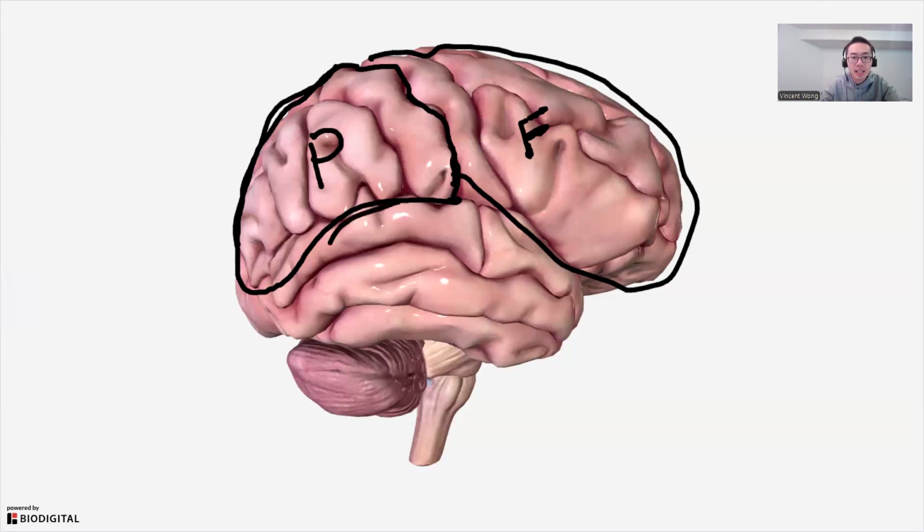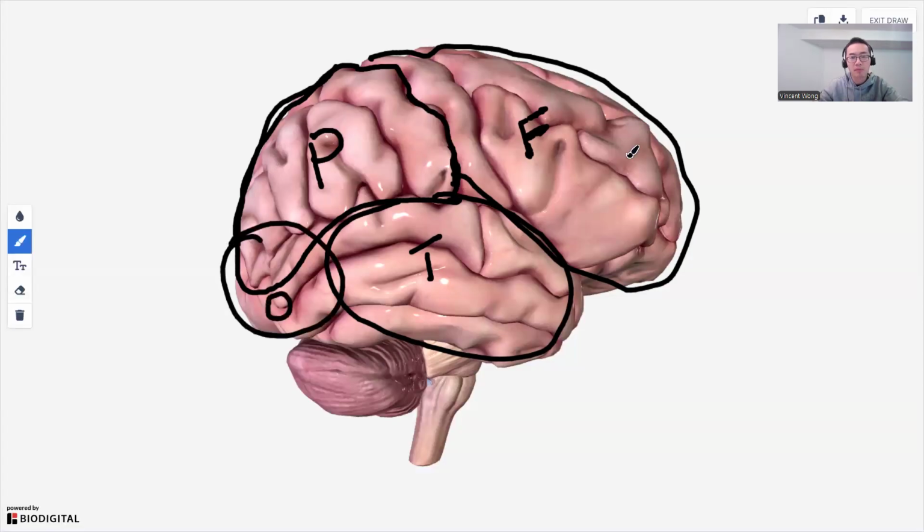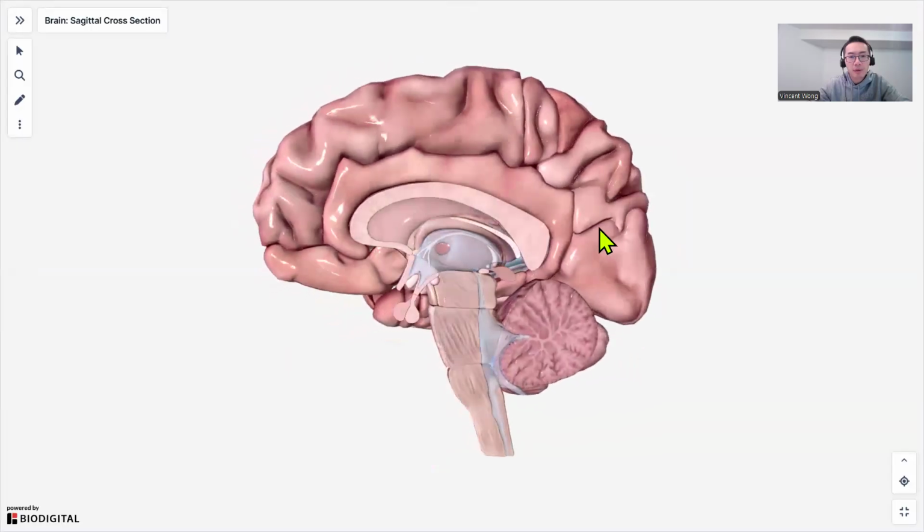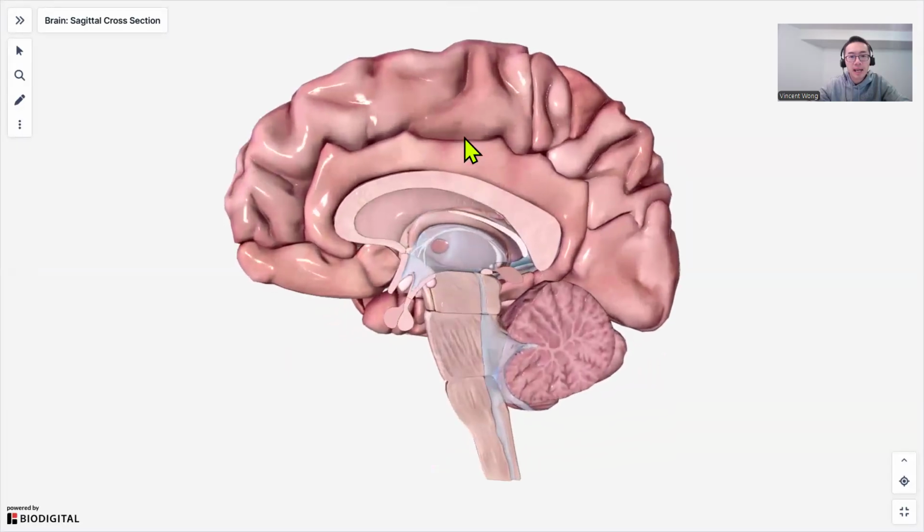On the side here, we have the temporal lobe, which is for auditory and olfactory input. Auditory is sound, olfactory is smell. And at the back right here, we have the occipital lobe for vision. Okay, so those are the key lobes right there. So let me switch to the medial side and see if we recognize anything.